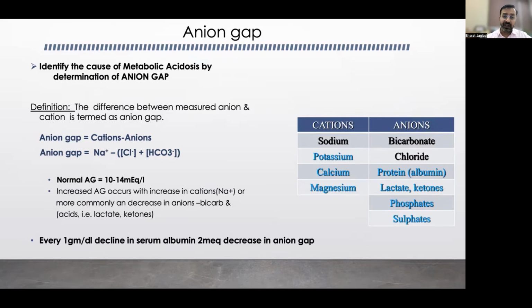And how do we calculate the anion gap? It's the gap between the cations and anions. The formula is: sodium minus chloride plus bicarbonate. Sodium is a cation and the anions are chloride plus bicarbonate. So the normal anion gap is somewhere around 10 to 14. An increased anion gap occurs when there's an increase in unmeasured anions or a decrease in cations. So the anion gap will go up either when there's a decrease in cations or an increase in anions. Cations are mostly sodium, calcium, magnesium, and anions are mostly bicarbonate, chloride, and the unmeasured ones are protein, lactate, ketones, phosphates, and sulfates.